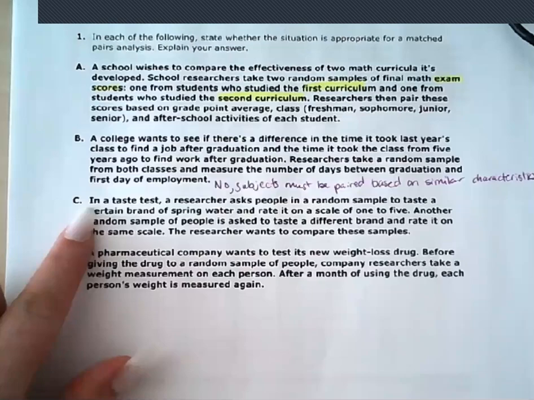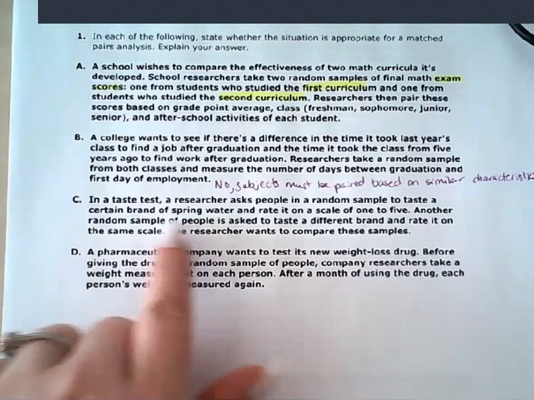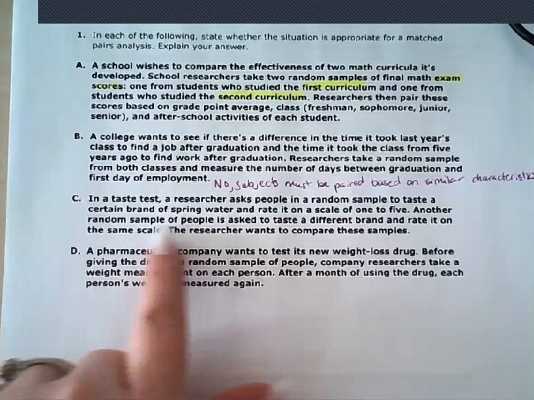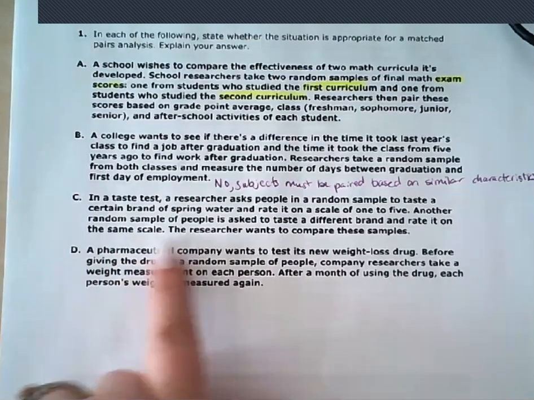Okay, part C. In a taste test, a researcher asked people in a random sample to taste a certain brand of spring water and rate it on a scale of 1 to 5. Another random sample of people is asked to taste a different brand and rate it on the same scale. The researcher wants to compare these results.